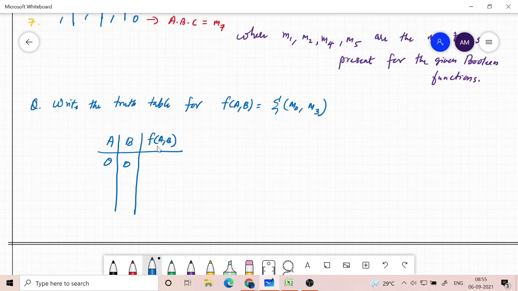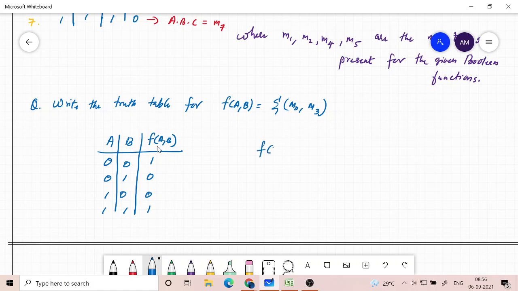For 0, 0, the min term corresponding to that is m0. m0 is present, so you give 1. Then 0, 1, that is m1. m1 is absent, so you put 0. 1, 0, that is m2. The min term is absent, so put 0. Then 1, 1, you have min term m3, so that is present. So m3 is also correspondingly 1.